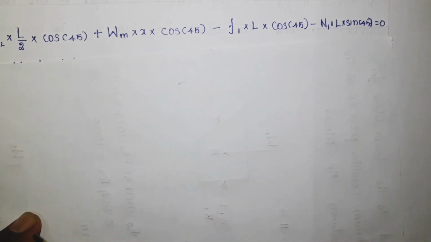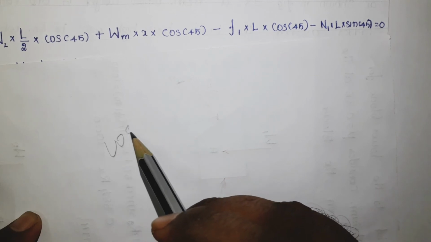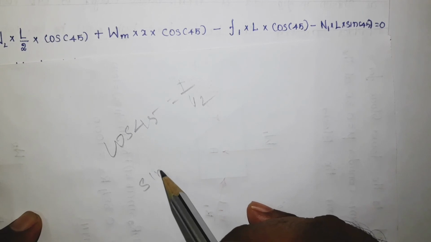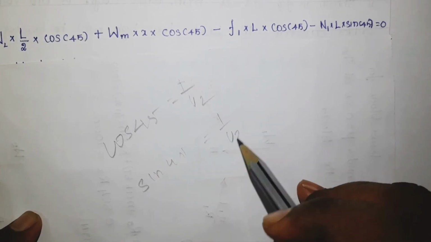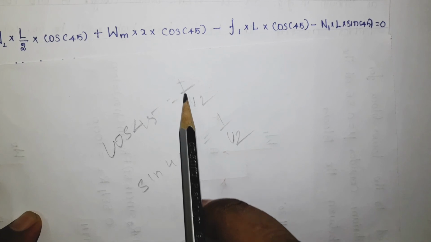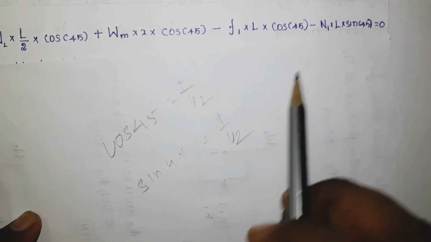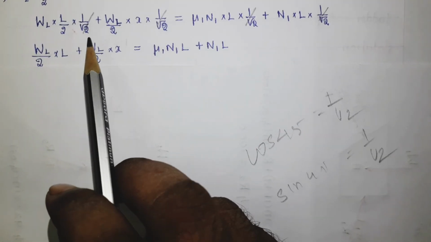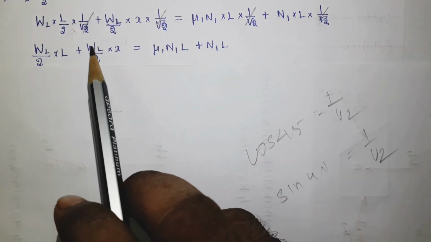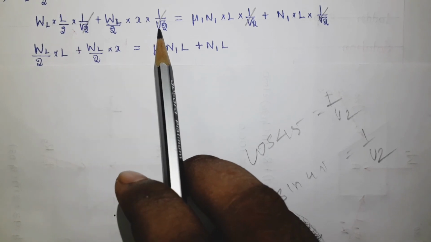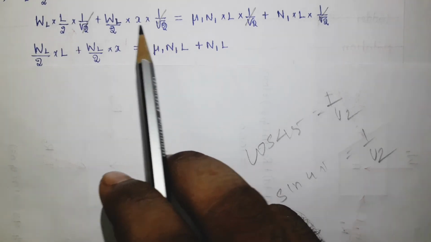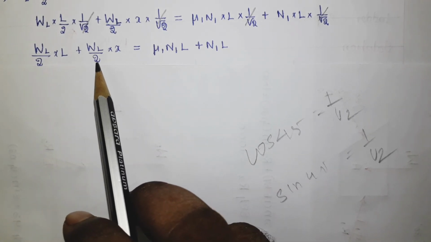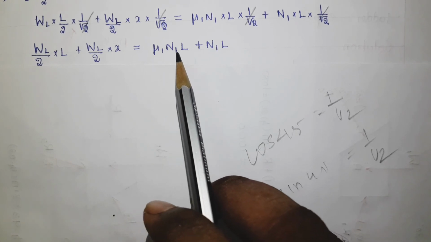Now we know that cos 45 is equal to 1 by root 2. Similarly, sin 45 is also 1 by root 2. So in place of cos 45 and sin 45, just replace them by 1 by root 2, and substitute 1 by root 2 in all the positions. But every term has a 1 by root 2 common, so it will get cancelled, and the remaining terms become WL by 2 plus W x equal to mu1 N1 L plus N1 L.